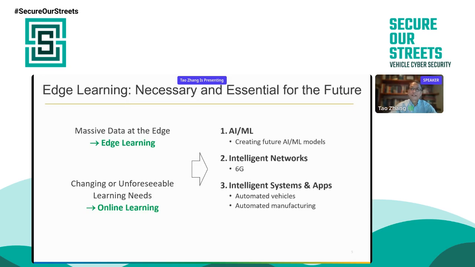So because of this, edge learning is becoming so fundamental, not only for creating future AI and machine learning models in general, but also in supporting intelligent networks that are going to rely on that intelligence, like 6G and many 5G applications, and intelligent systems such as automated vehicles. I'll use an example to show some of those.